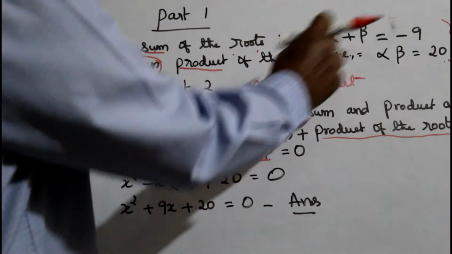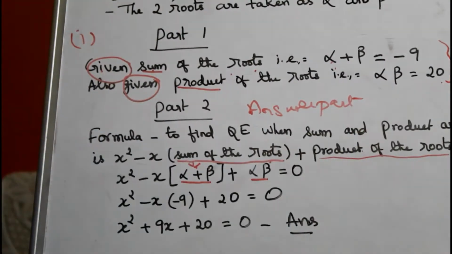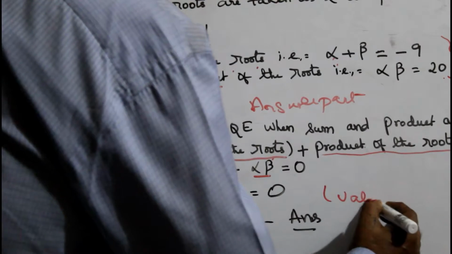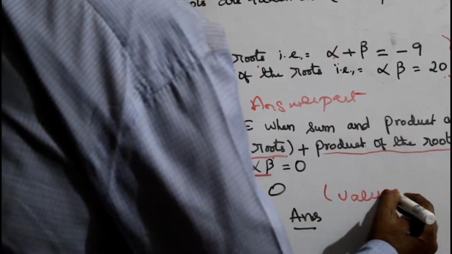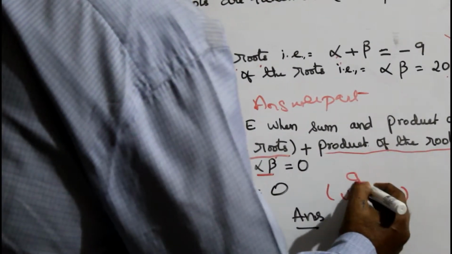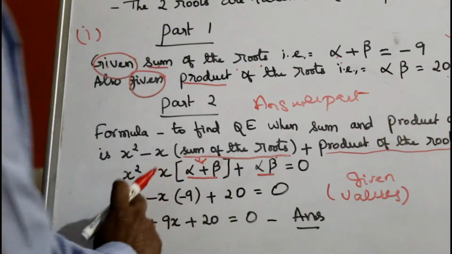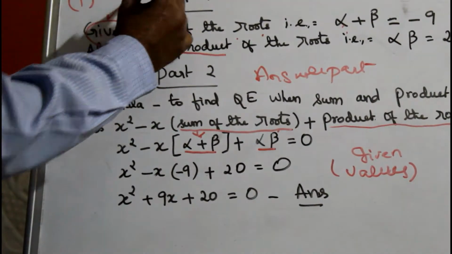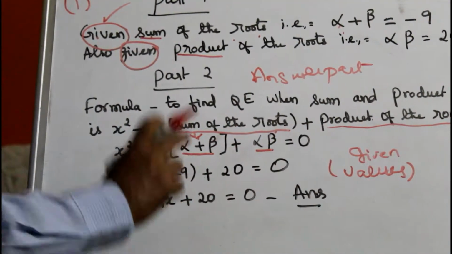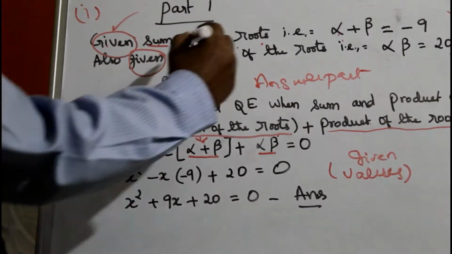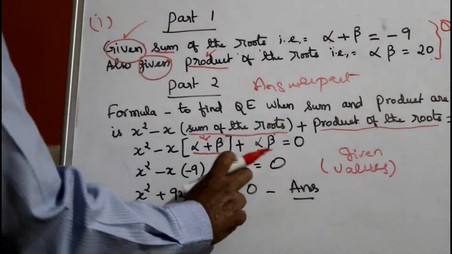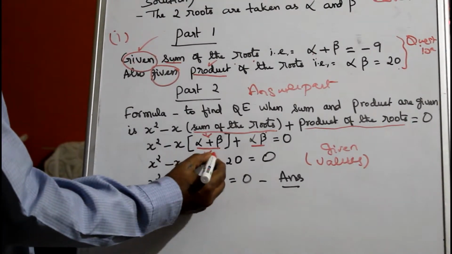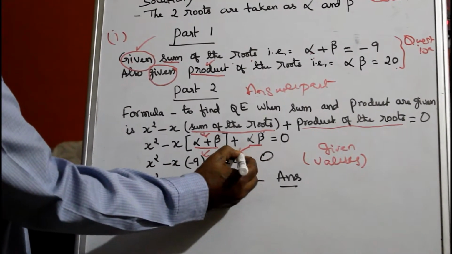So in the formula we are substituting the sum alpha plus beta and alpha beta. Then next step we are substituting the values. We are substituting the given values. So these are called given values. So x square minus x, alpha plus beta is given as minus 9. So put in bracket minus 9 plus product of the roots is given as 20 and put the 20 here, alpha beta. Okay, so this is actually alpha plus beta value. This is alpha beta value they are given here.